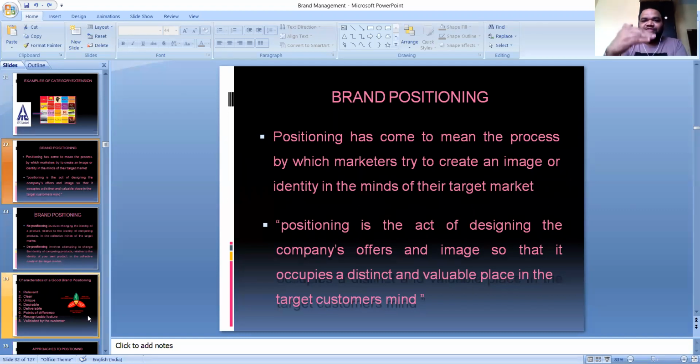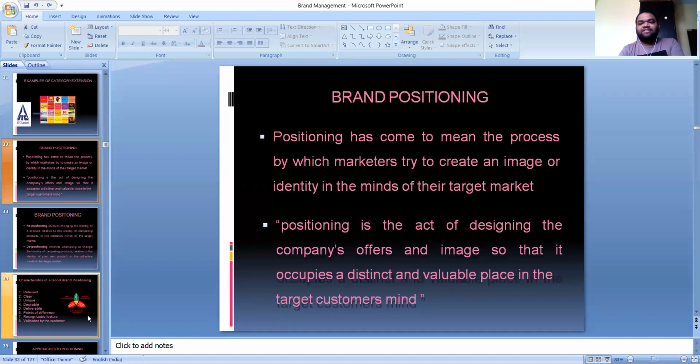If you see the first definition also, positioning has come to mean the process by which marketers try to create, so it's an act, an image or identity in the minds of their target markets. We call it brand positioning.